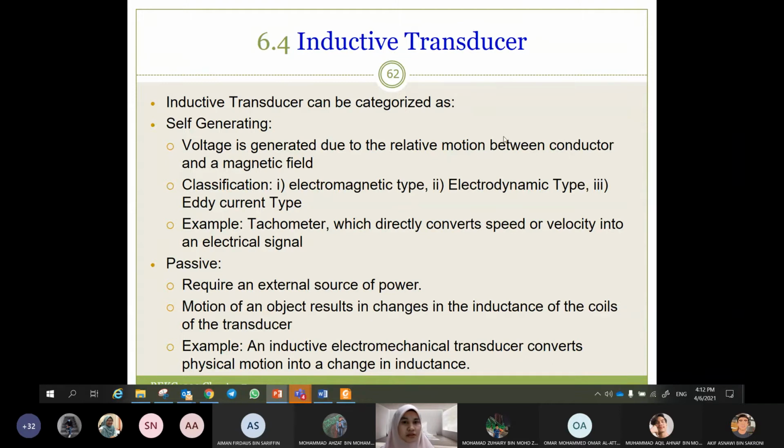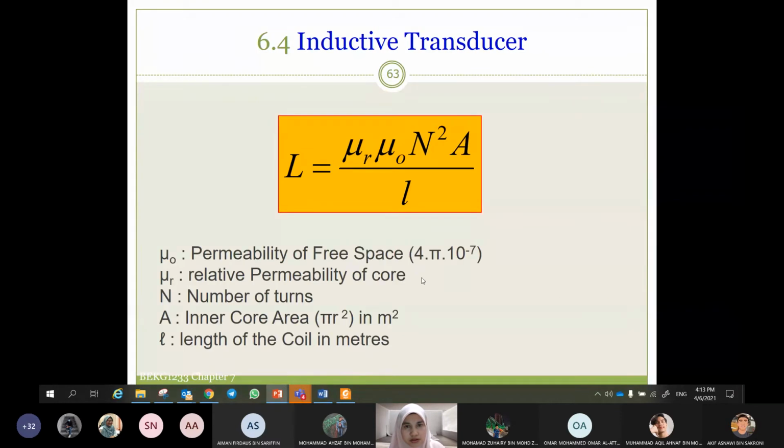Self-generating means that voltage is generated due to the relative motion between a conductor and a magnetic field. Passive requires an external source. Motion of the object results in changes in the inductance of the coil of the transducer. For example, an inductive electromechanical transducer converts physical motion into a change in inductance. We covered this already, right?